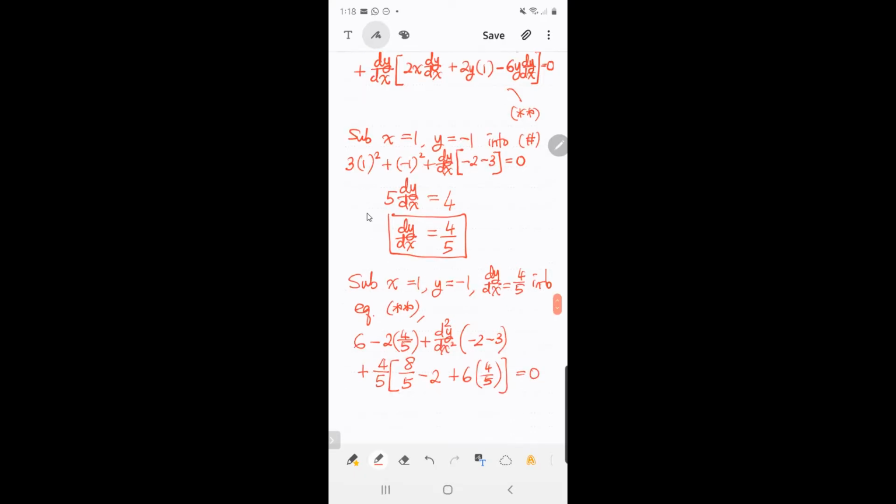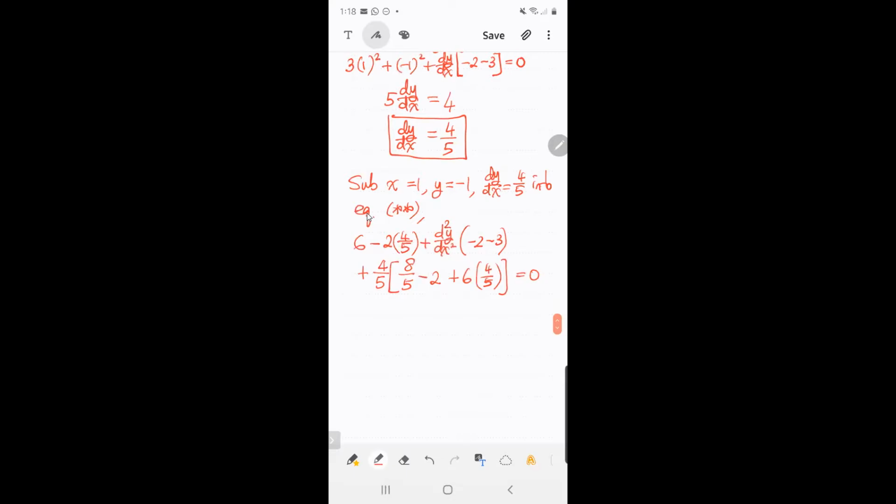So can someone please simplify this one? I think you get 6 times 8/5. I leave it to you. You simplify now. d2y dx2 is equal to... I think the answer is given at the bottom, right? So d2y dx2 after you simplify, it should be 198/125.